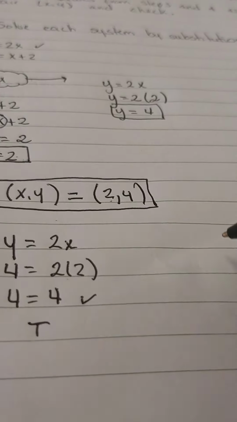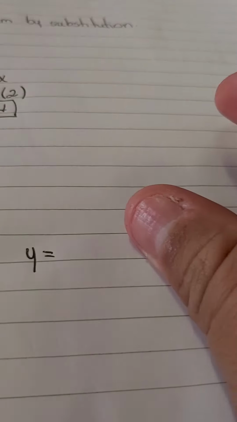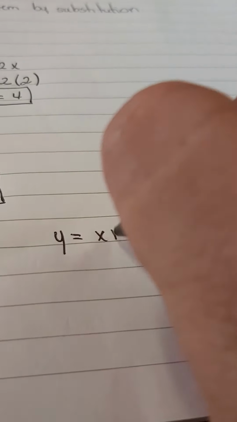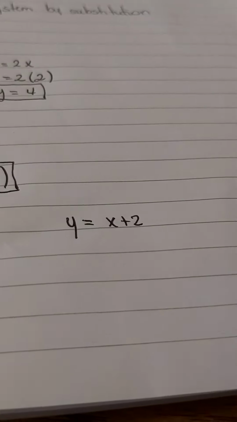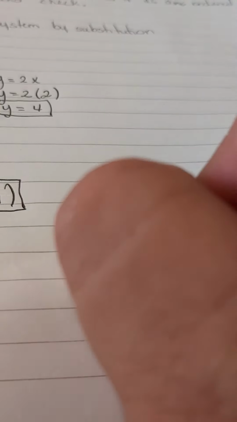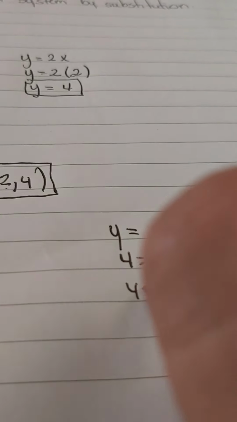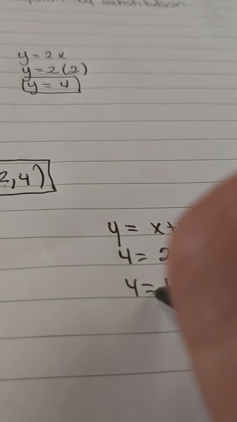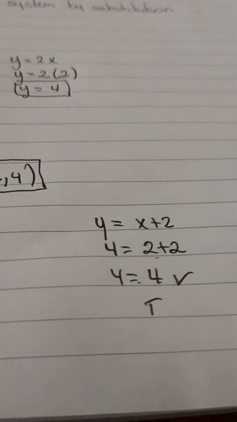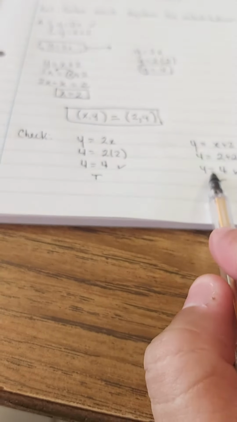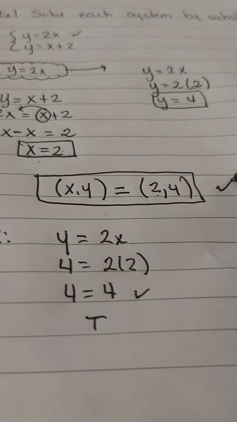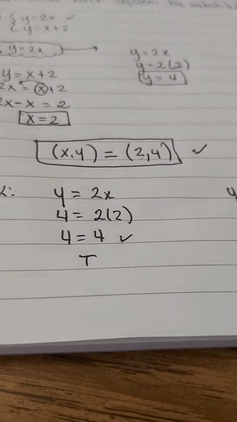Now let's look at the second equation. Y equals x plus 2. The value of y is 4. 4 equals x, which is 2, 2 plus 2. 4 equals 2 plus 2, 4. 4 is equal to 4? True. And since this is true for both equations, it means that this is our correct answer.